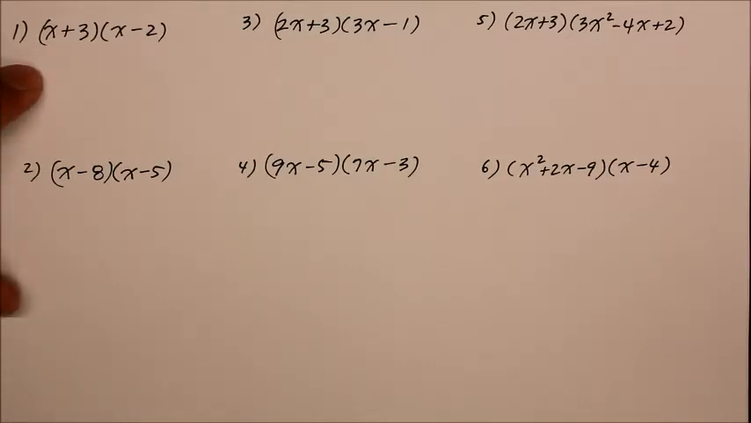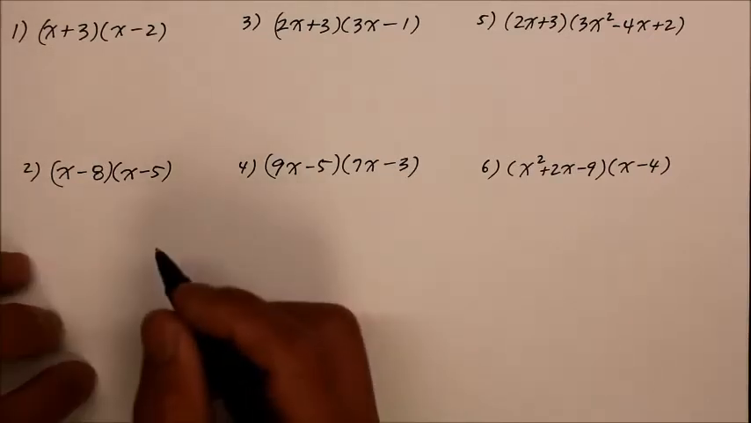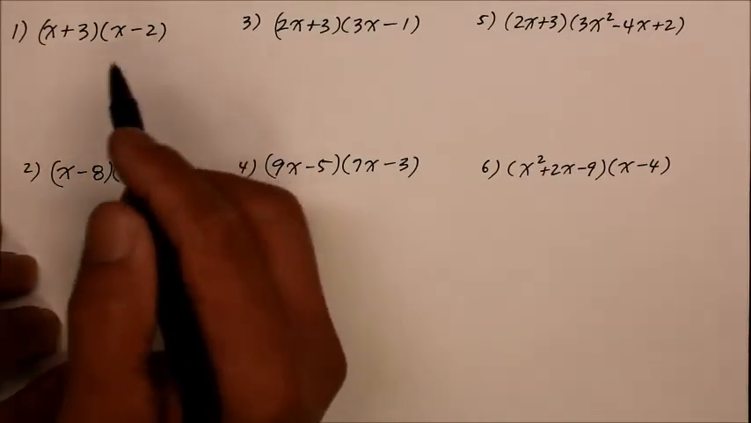We're going to use a thing called the FOIL method. The FOIL method is actually discussed in other videos where I talk about factoring trinomials. Okay? But let me give you a simpler approach.